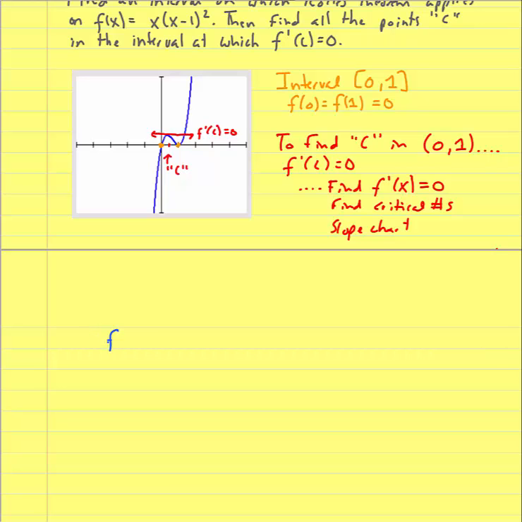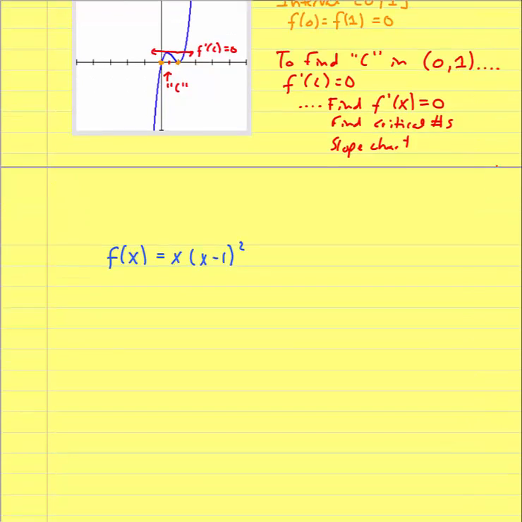My original function, I'm still working the same problem, x times (x minus 1) quantity squared. And I want to find the derivative. I could use the product rule here, or another thing that I could do is expand this and rewrite it as a nice polynomial expression. It doesn't matter which way you choose to do this. You'll get the same answer in the end. You'll get x cubed minus 2x squared plus x. So these are all equivalent expressions.